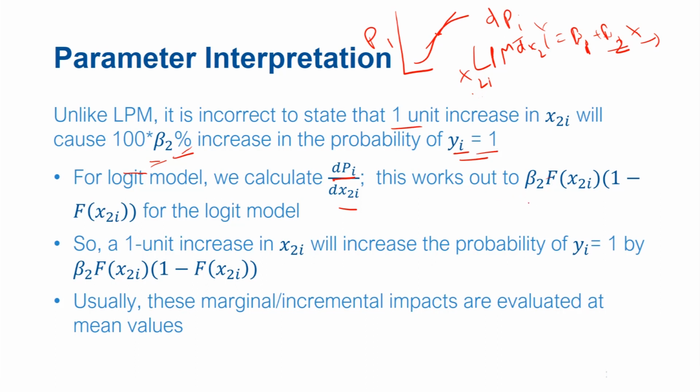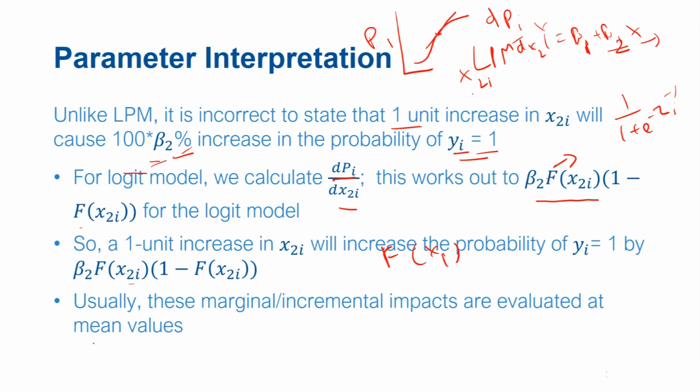Now, for Logit class of models, if one computes using that function 1 plus e to the power minus zi, where zi was the linear function of variables x1i, x2i, and so on, this works out to beta 2 times f of x2i and 1 minus f of x2i for the Logit model. So a 1 unit increase in x2i will change the probability of yi equal to 1 by beta 2 times f of x2i into 1 minus f of x2i, where f is the cumulative Logit distribution function, which we have discussed in the previous videos in the lesson. And these are called marginal or incremental impacts.